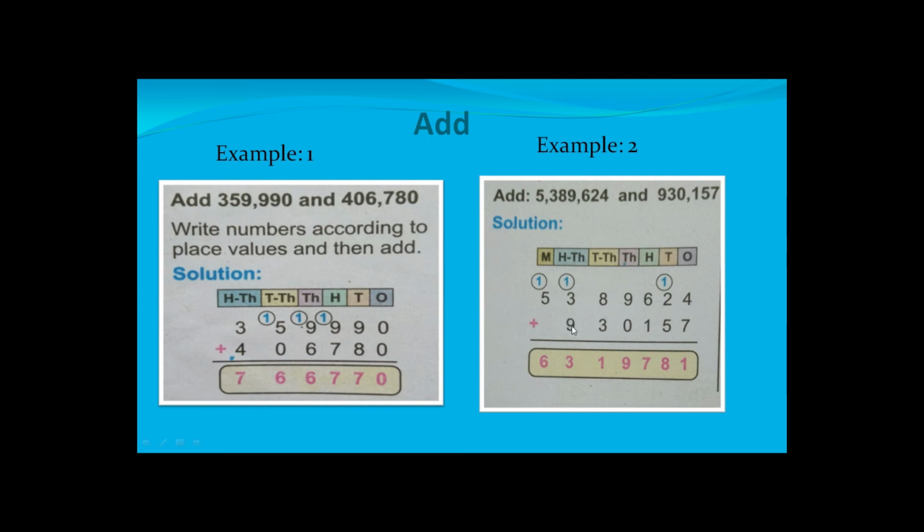If they are 6-digit values, then this place will be vacant. This is a blank place. We don't have a digit for this place. We cannot write the number from here. We will always write from this side. Okay, my dear students, now add them.